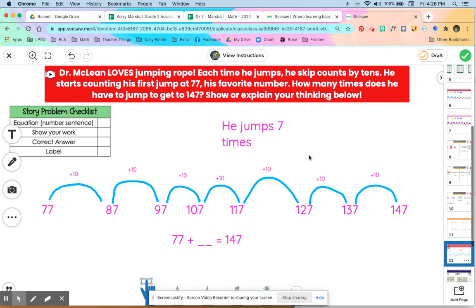The label part, they need to say what the answer to the question is. So this question was, how many times does he have to jump? He jumped 7 times.